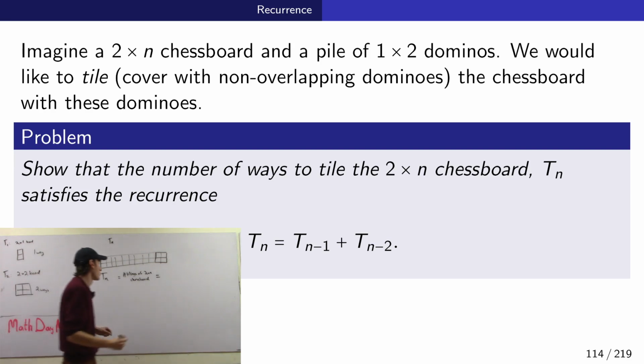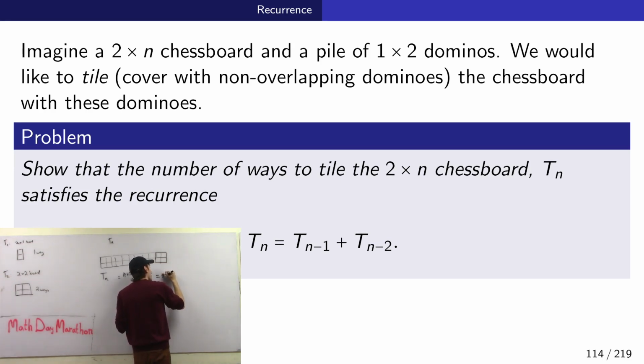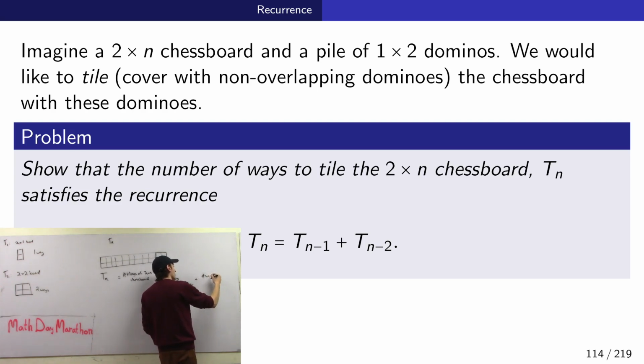So I'm going to write this as the number of ways to end a tiling with what I'm going to call a vertical one, which is a 2 by 1 domino, and then plus the number of ways to end a tiling with a 1 by 2 domino.